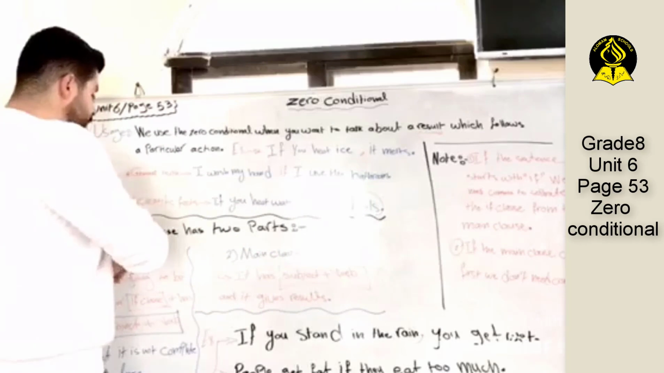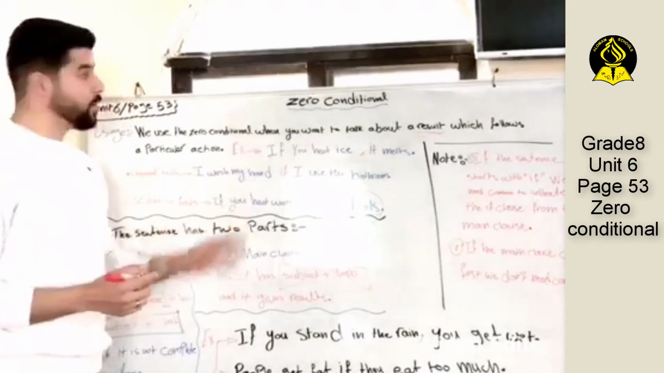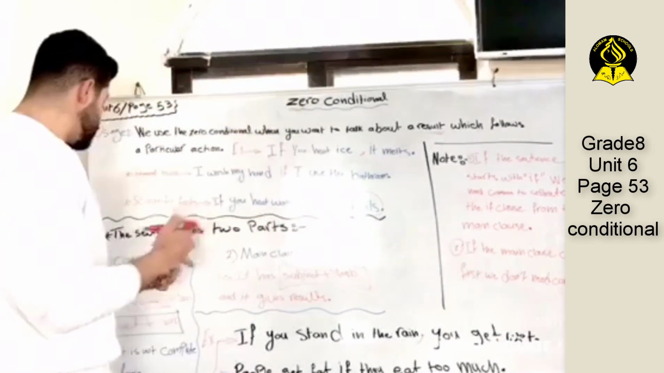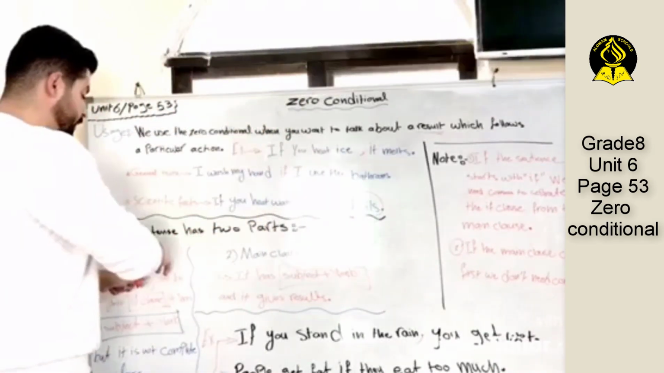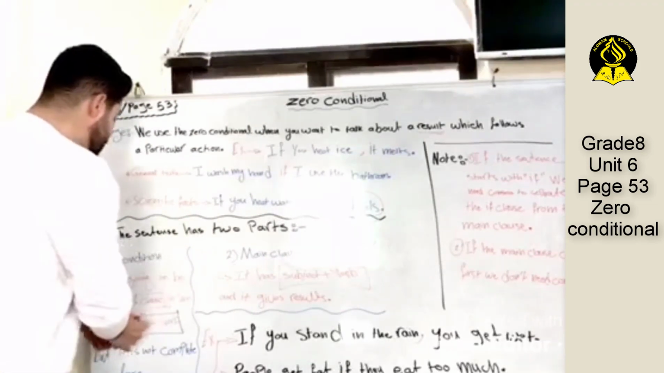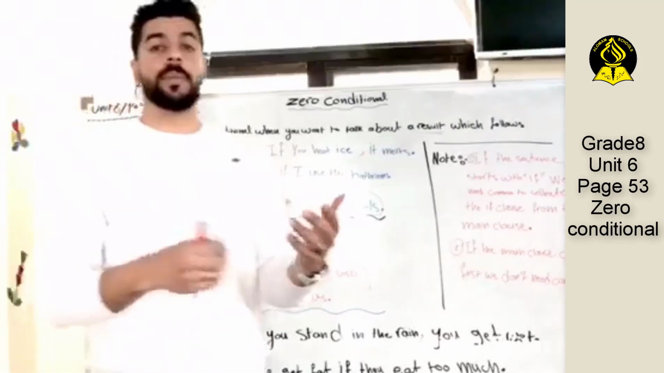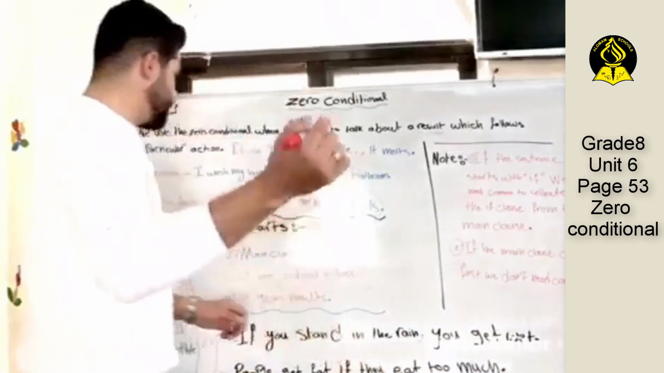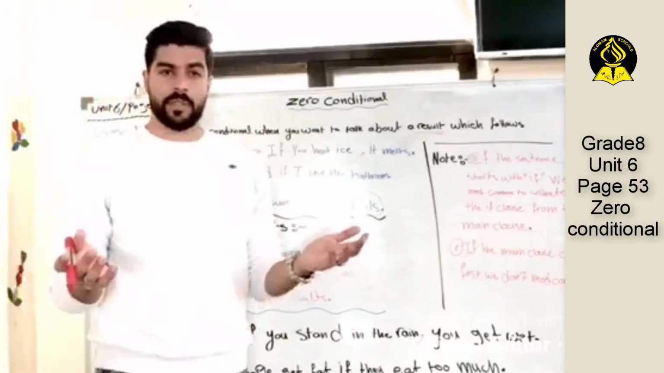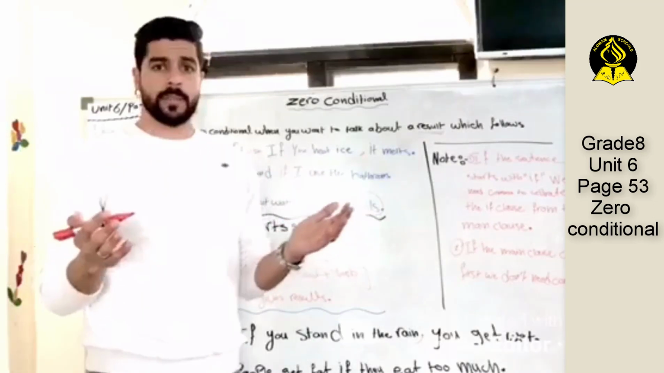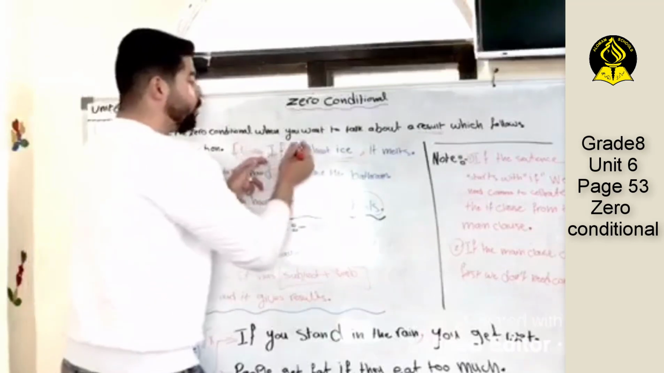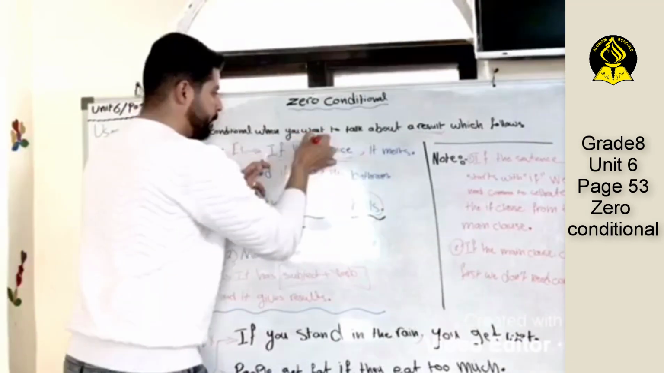Look, in zero conditional, the sentence has 2 parts. The first part, condition, and it's going to be your if clause. It has subject and verb, but it's not a complete sentence. For example, if you heat ice, what will happen? So this is the first part. That's called what? If clause.